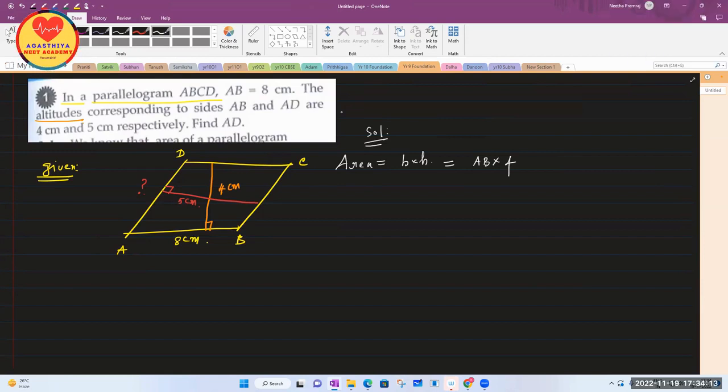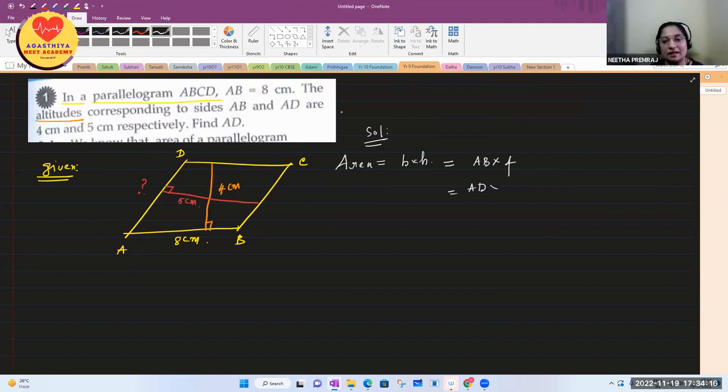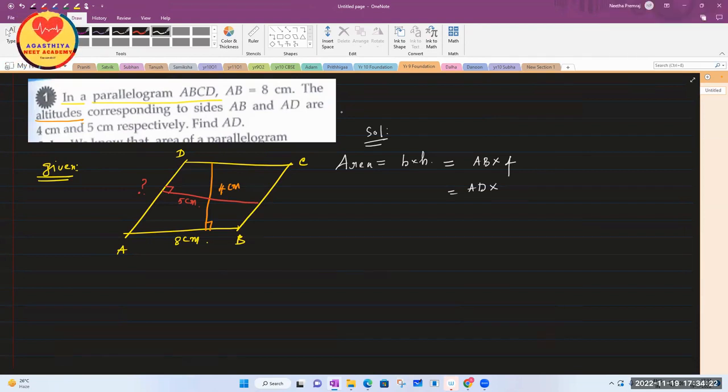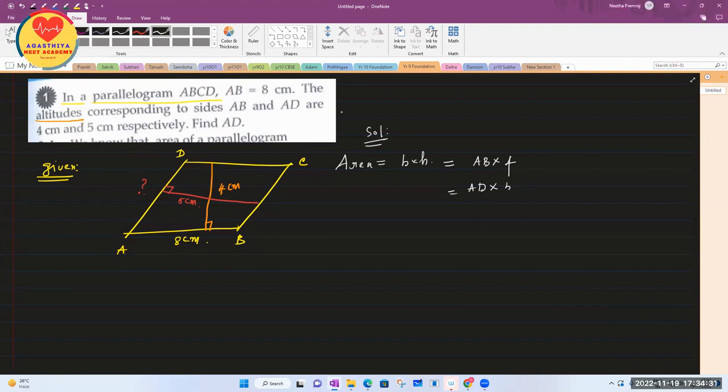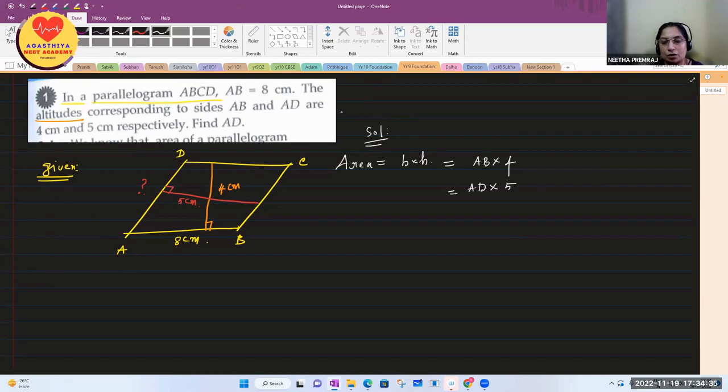If I keep AD as base, then what is height? 5. Very good. If you keep AB as base, height is 4. If you keep AD as base, height is 5. So both are areas, so both should be equal, isn't it? So you can compare AB times 4 is equal to AD times 5.